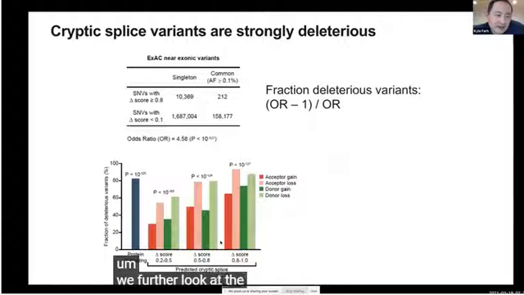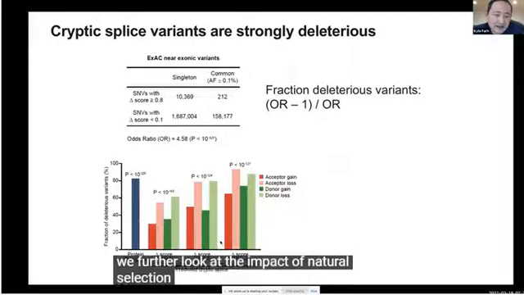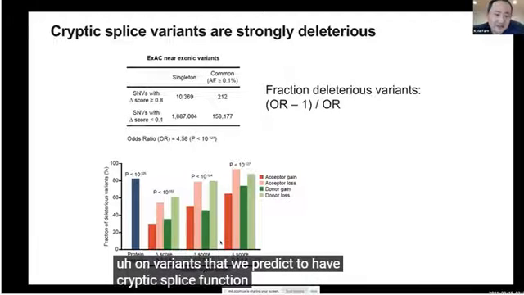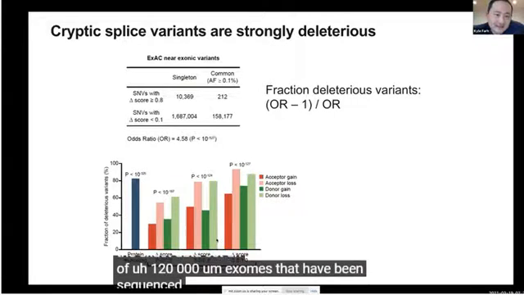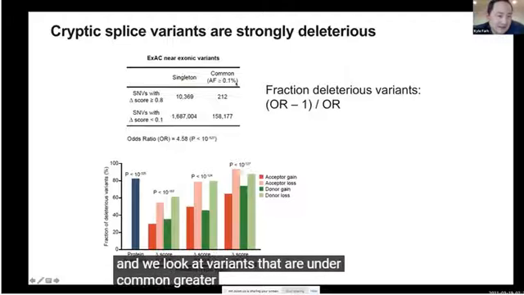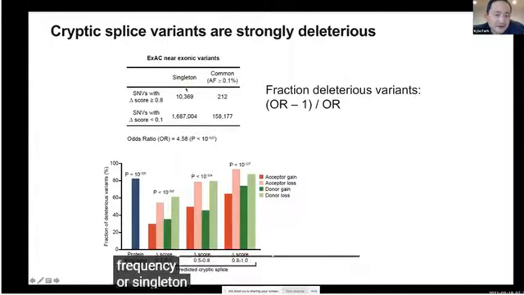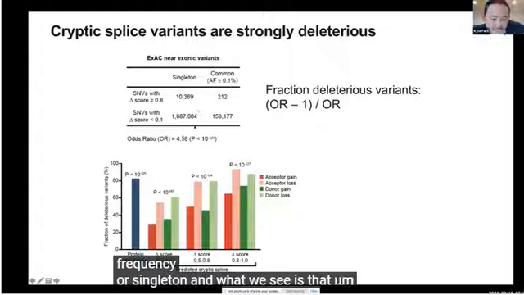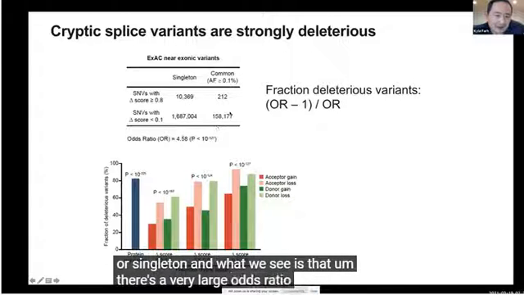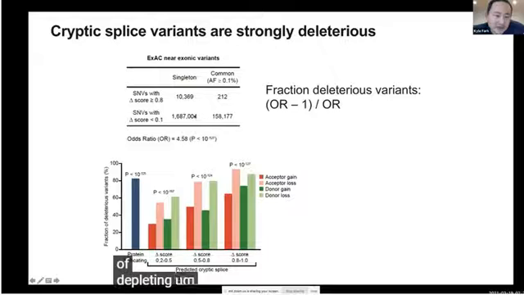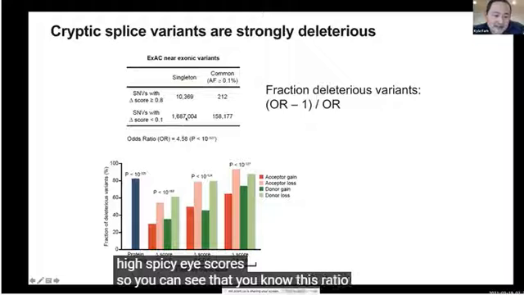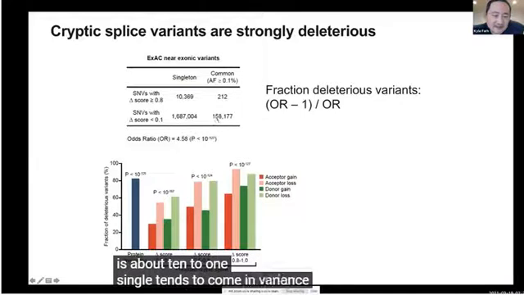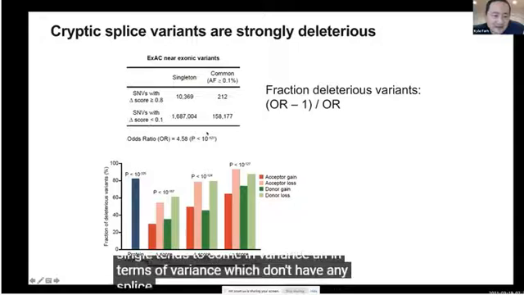We further look at the impact of natural selection on variants that we predict to have cryptic splice function. The way we do this is that we look at the ExAC data set of 120,000 exomes that have been sequenced. And we look at variants that are either common, greater than 0.1% allele frequency, or singleton. And what we see is that there's a very large odds ratio in terms of depleting common variants that have high SpliceAI scores. You can see that this ratio is about 10 to 1, singletons to common variants, for variants which don't have any splice function.